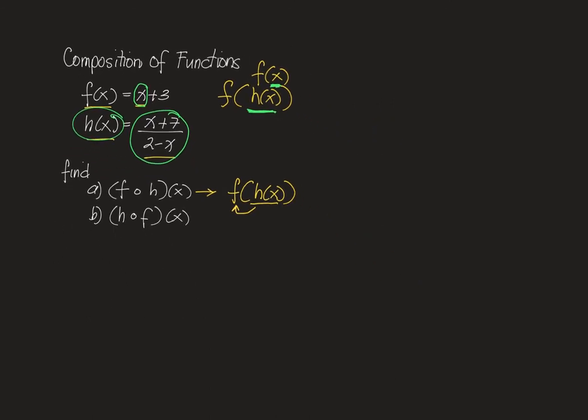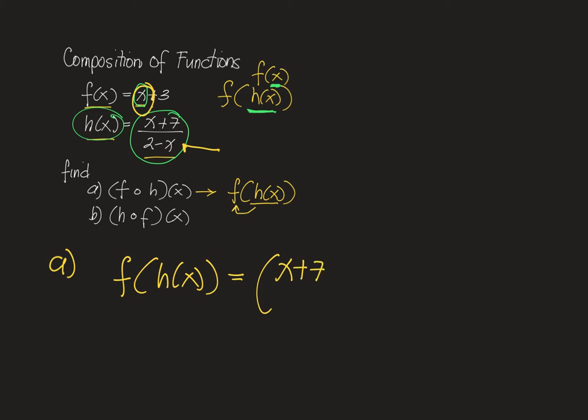So letter A, we said that we are going to place the h of x, the x plus 7 over 2 minus x, into the x of f of x. I hope you're following. So f of h of x will be, focus on this, you replace that x by x plus 7 over 2 minus x. And then there's the plus 3, so you have the plus 3. And from there, you just have to simplify what you have.